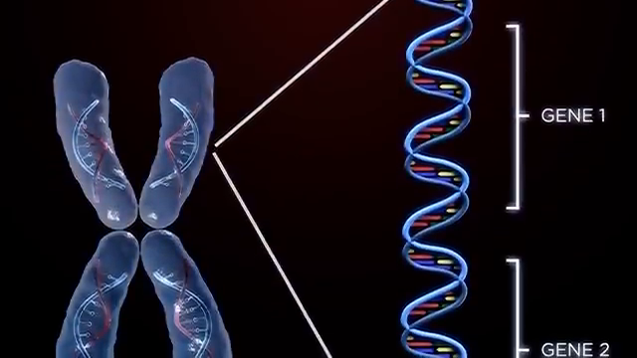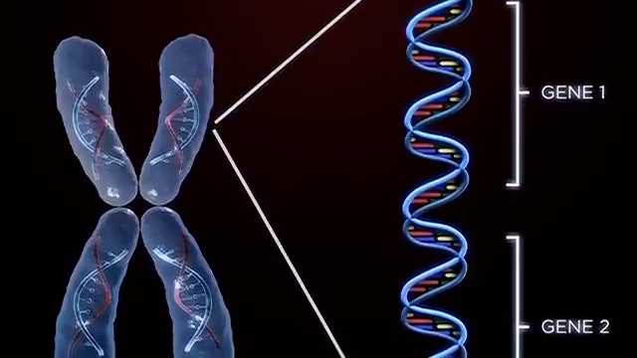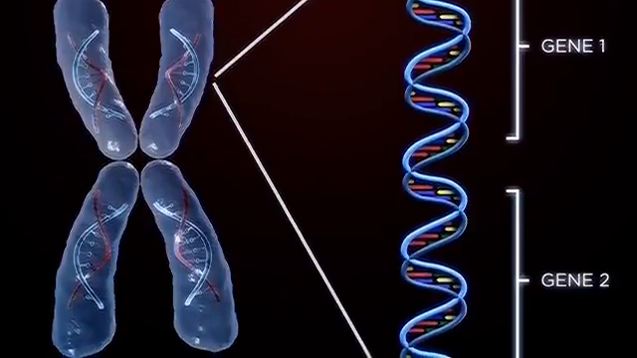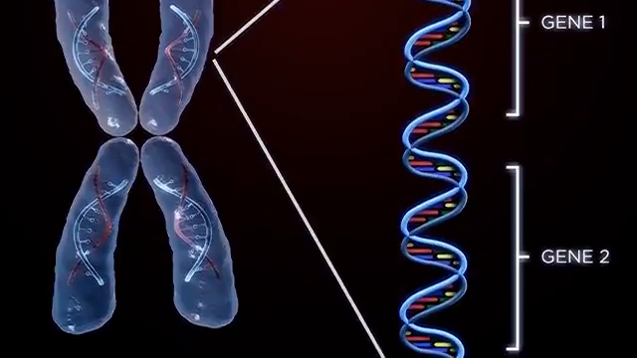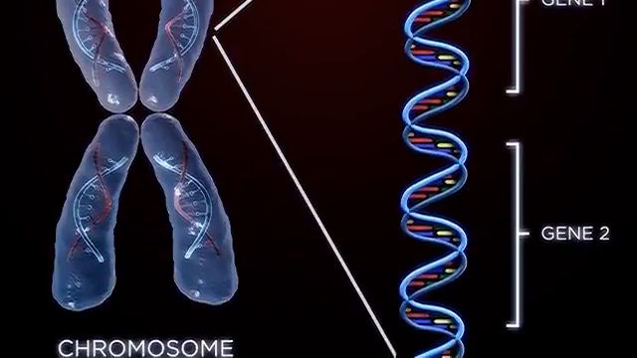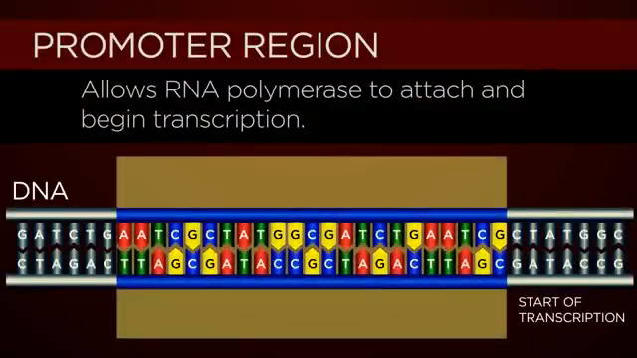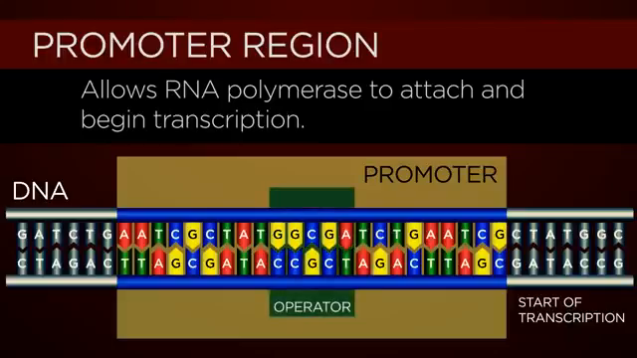Prokaryotes cluster related genes together and put them under the control of a single promoter so that they are transcribed into a single mRNA molecule by RNA polymerase. Operon is the term given to this cluster of genes. The promoter region is where RNA polymerase binds to begin transcription of the DNA template strand into messenger RNA.